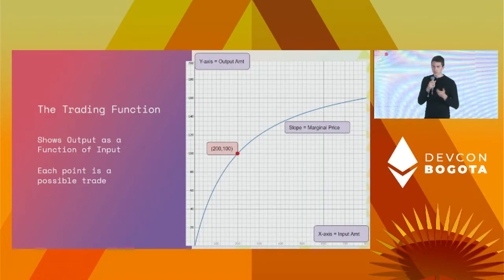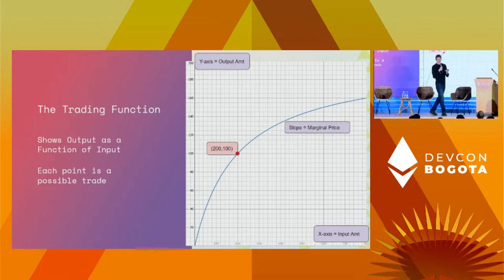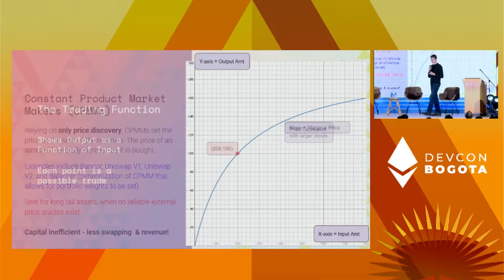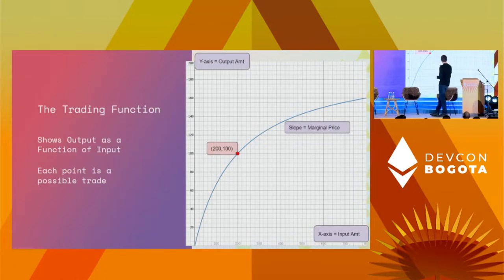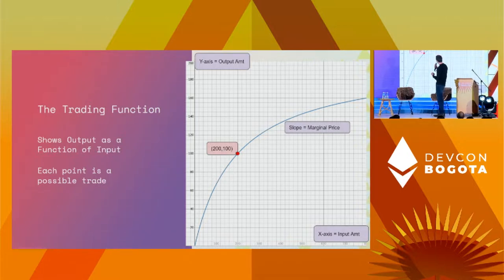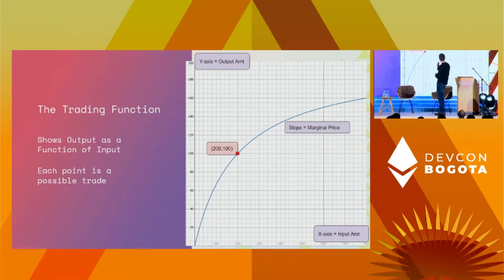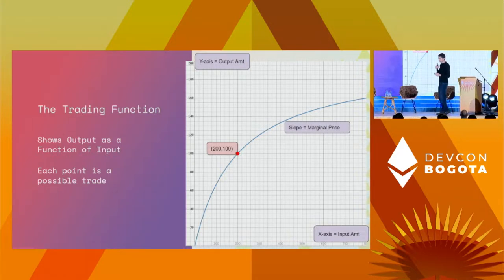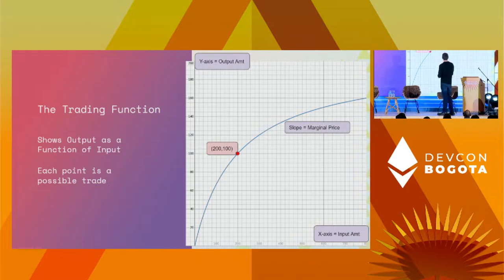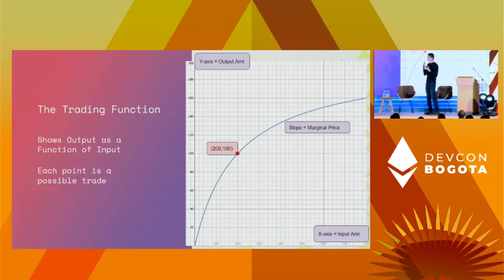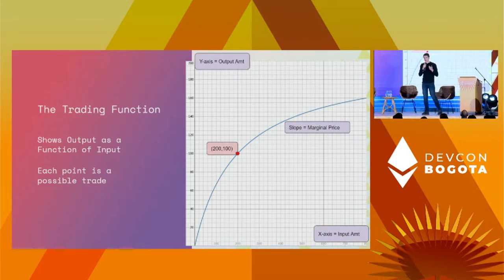And basically, what this trading function shows is the space of possible trades that this market maker will actually allow, right? So on the x-axis, we have the input amount, and on the y-axis, we have the output amount. And this curve is the space of trades that you can make. So this point, for instance, is one trade you can make. If you have 100 of the input asset, this market maker will give you out 200 of the output asset. And at any given point, the slope sort of shows you the marginal price that you're getting if you keep on putting input into this market maker.